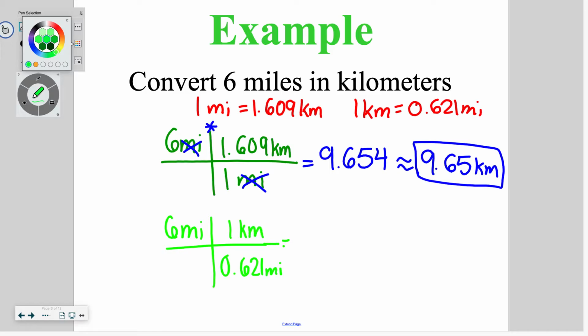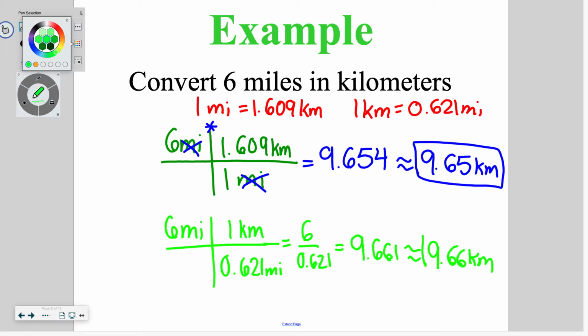We're going to still multiply, but now I've got 6 over 0.621. I would type that into my calculator, and after I do that division, I get an answer of 9.661, etc. After rounding, my final value is 9.66 kilometers.